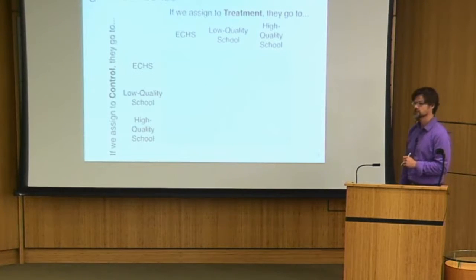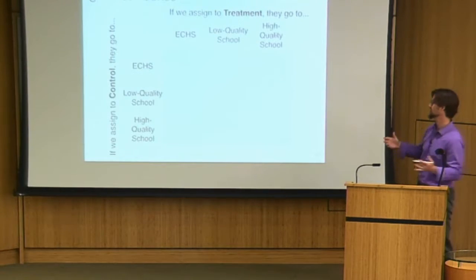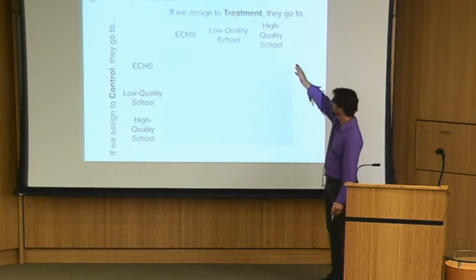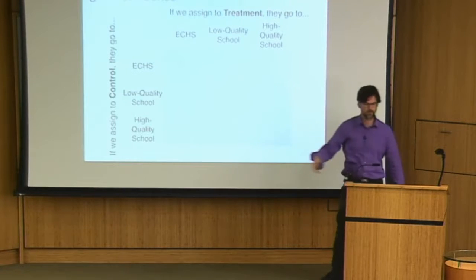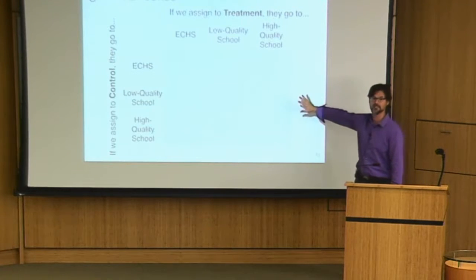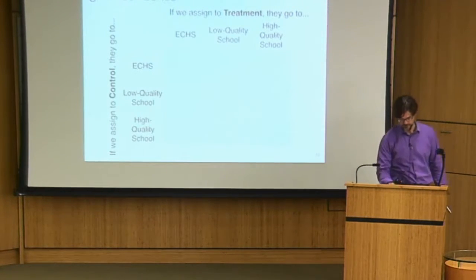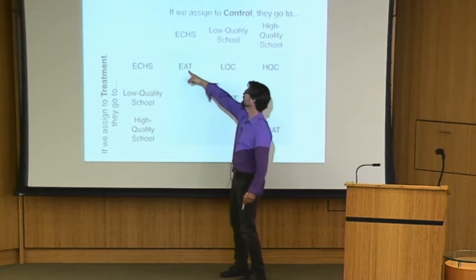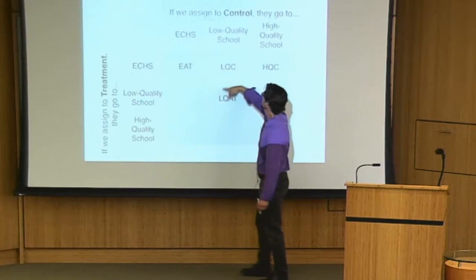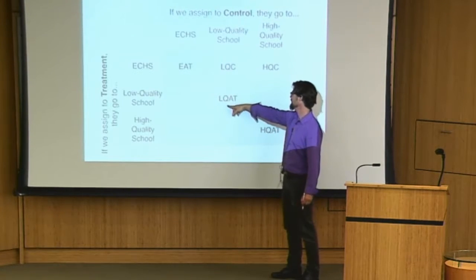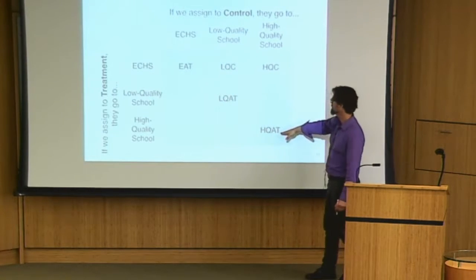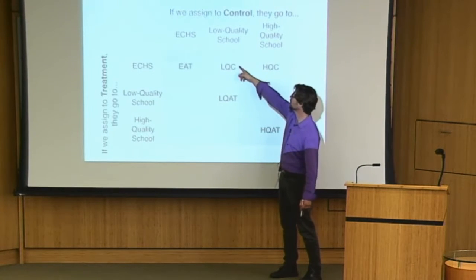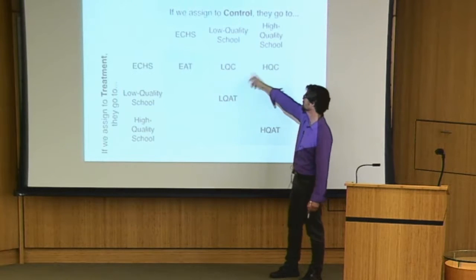So we can do our principal stratification. We make our boxes, our 3 by 3. And if we assign them the treatment, they go to one of these 3 places. If we assign a control, they go to one of those 3 places. So there's going to be 9 types of kids, potentially, that we can conceive of. And I'm going to call them EATs, the early college always takers. And then we have the low quality always takers, high quality always takers. And then we have the low quality compliers, the ones that would go to a low quality school, then go to an ECHS school, and then high quality.